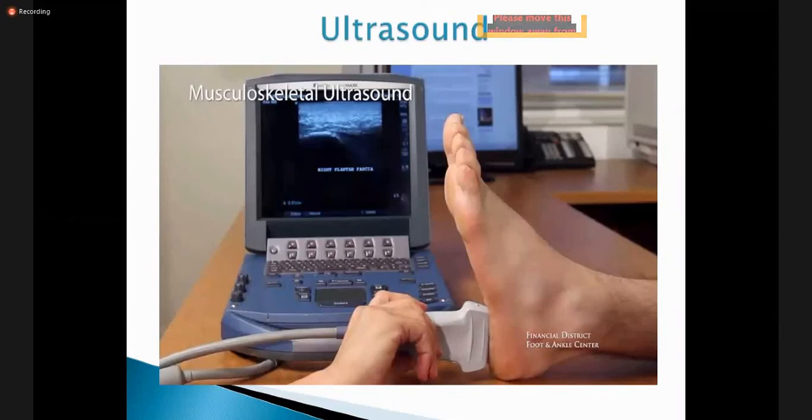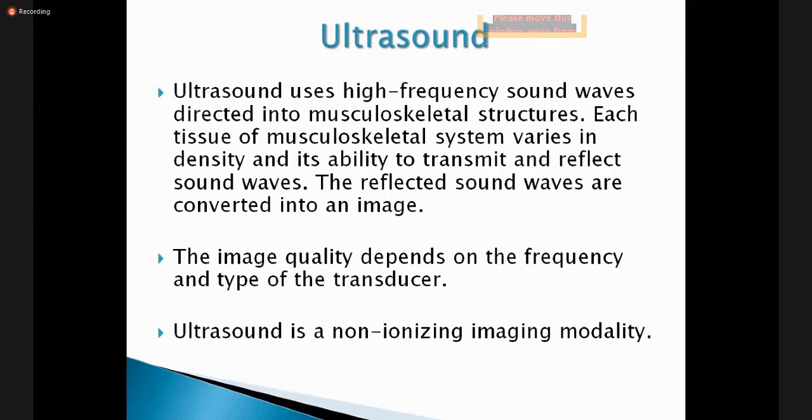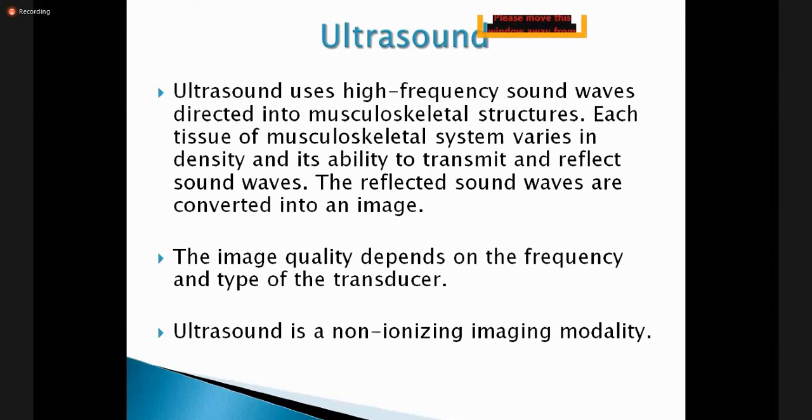Then the ultrasound. Ultrasound uses high frequency sound waves directed into the musculoskeletal structure. This uses sound waves. Skeletal scintigraphy uses gamma rays. CT and X-ray use X-rays. Radiograph uses X-rays, while ultrasound uses sound waves.